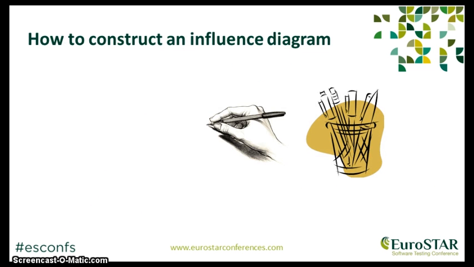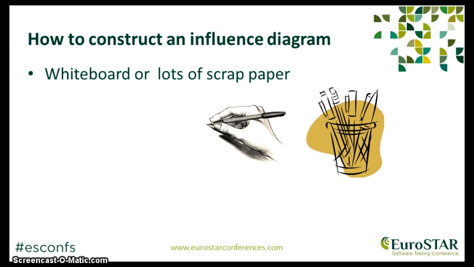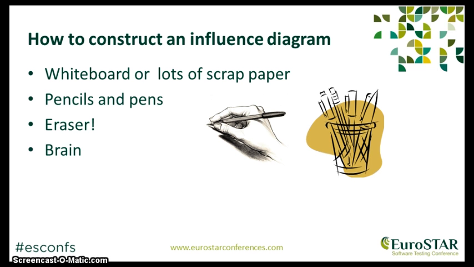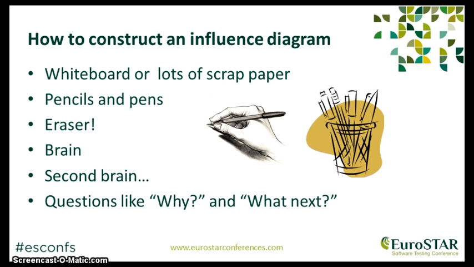When I'm drawing influence diagrams, I use a whiteboard or scrap paper, pens and pencils and an eraser. I don't go straight to computer with these. There's a lot of scribbling out and trying things again and so on. It's a brain exercise, preferably with a second or third person there. It's to help you think about questions like why did that happen and what happened next and what else might happen, and start linking causes and effects and influences together.